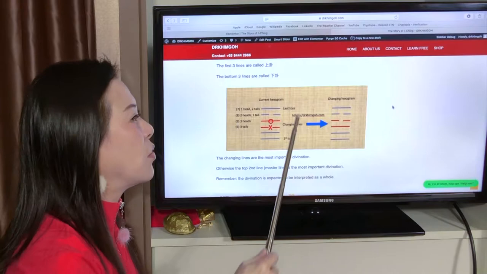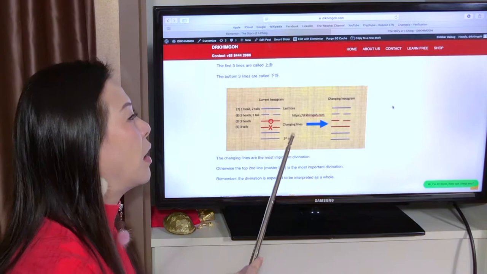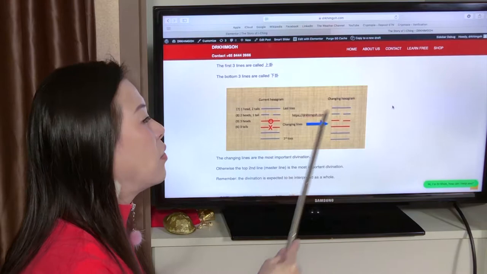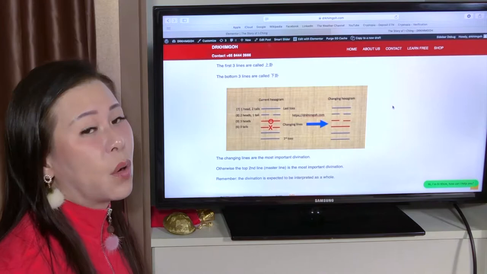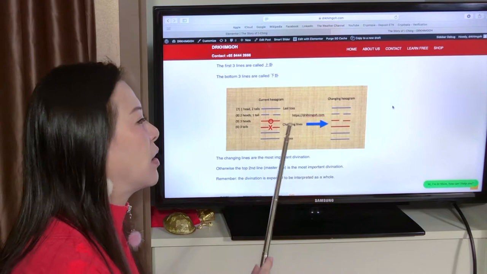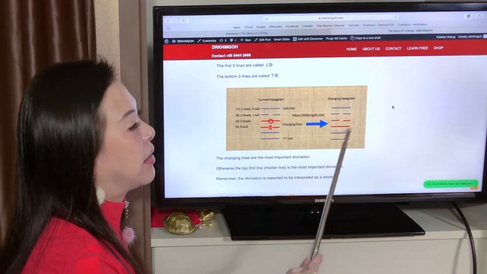So which one should you read? You read the current hexagram, which is what is going on right now. Then you look at the changing hexagram, which is the prediction, the judgment of the outcome, the future, what will happen. And you have to specifically pay attention to the changing line, because this too is a very, very important judgment.